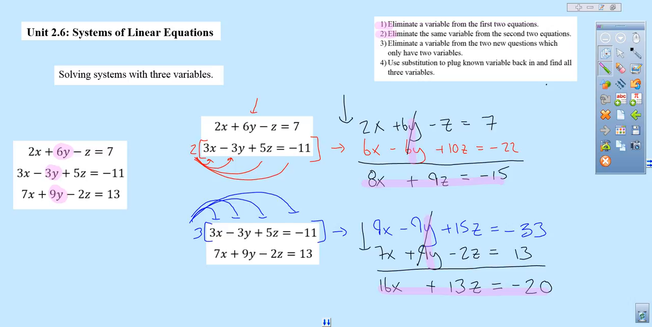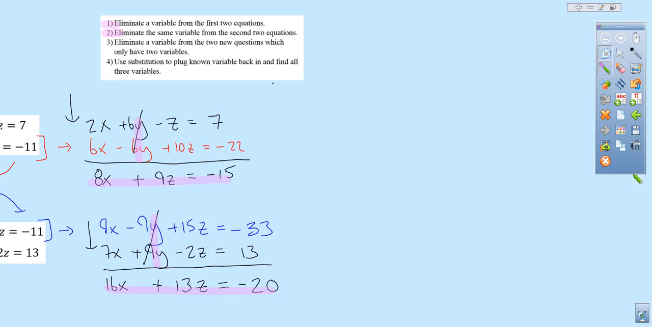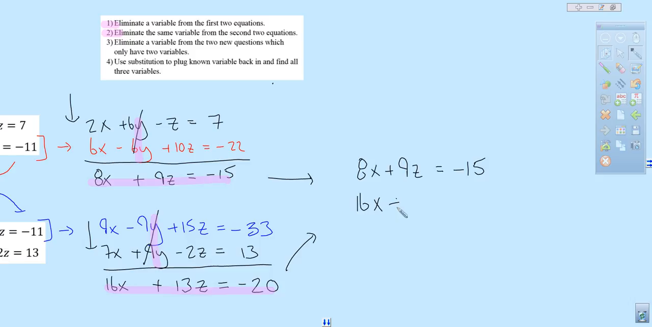Now we're going to take those two new equations and compare them. All right, so let's slide this screen over to give me some more room. We're going to take this guy: 8x plus 9z is equal to negative 15. We'll take this guy, which is 16x plus 13z equals negative 20.